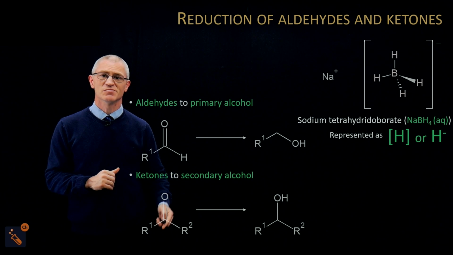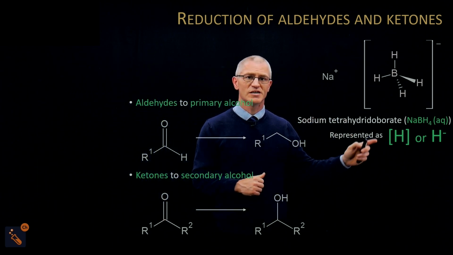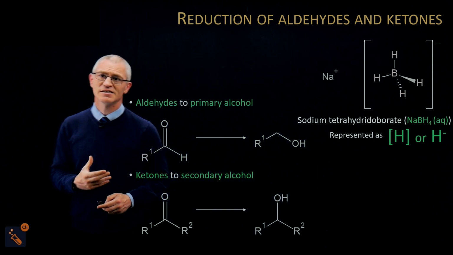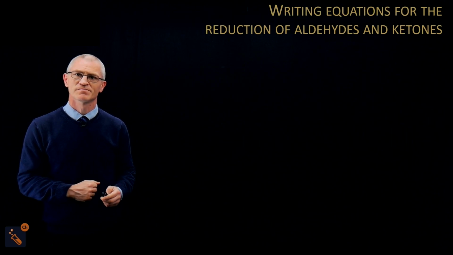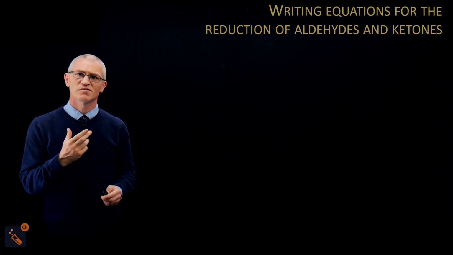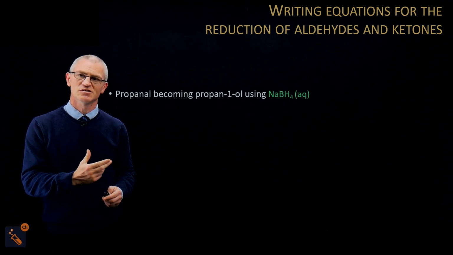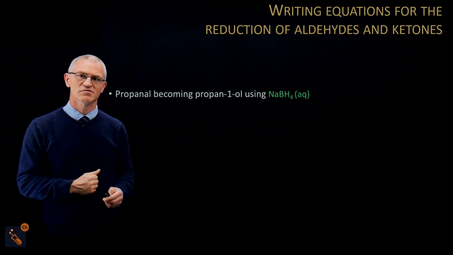mechanisms. Now in the equations and mechanisms, you can represent this sodium tetrahydridoborate either as an [H] or an H minus. And we'll use the [H] in the equations and the H minus in the mechanisms. Now writing an equation for the reduction of aldehydes and ketones is using this [H], as we've said. Now let's go through the aldehyde and then we'll go through the ketone next.